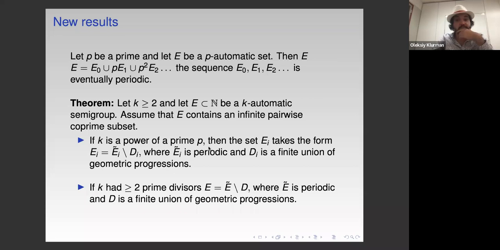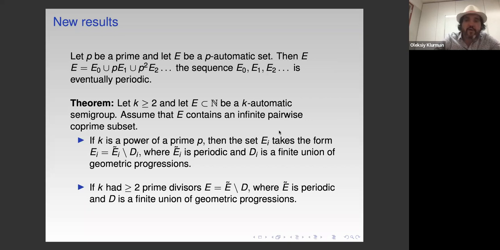So if k is a power of a prime, then each of the sets E_i is a periodic set minus a geometric progression, and actually a geometric progression with a p to the alpha step. So the only way it can happen is exactly what I described, a periodic set minus a geometric progression. And if k has two prime factors, then you don't even need to split it into exponents of P. You get a periodic set minus a union of geometric progressions. And this is essentially if and only if. I don't give you a precise formulation of everything, but this is the gist of it.